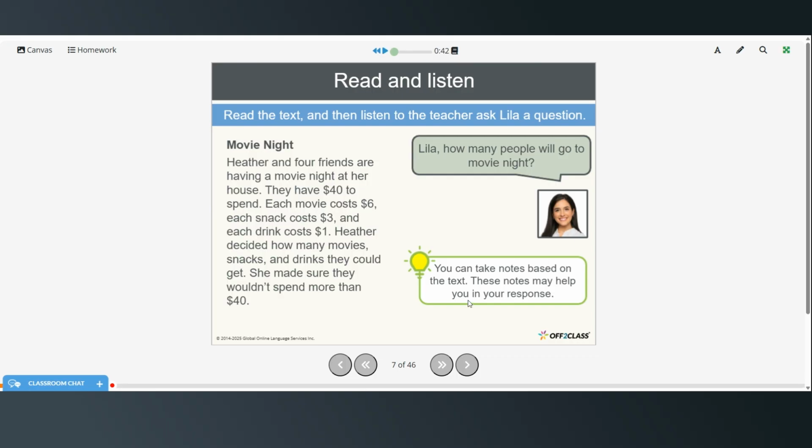All right, and just remember the tip that you can take notes based on the text, and these notes can help you in your response.